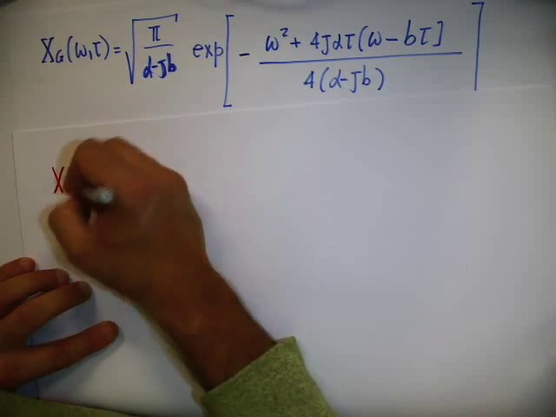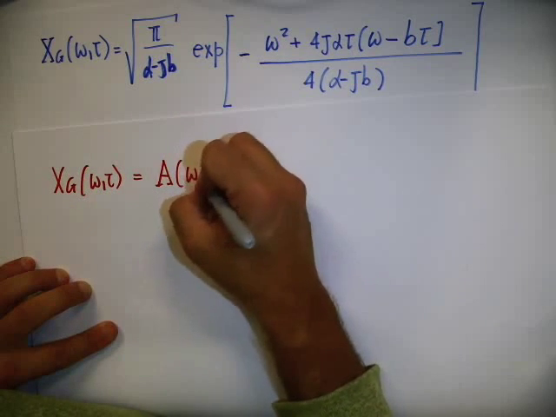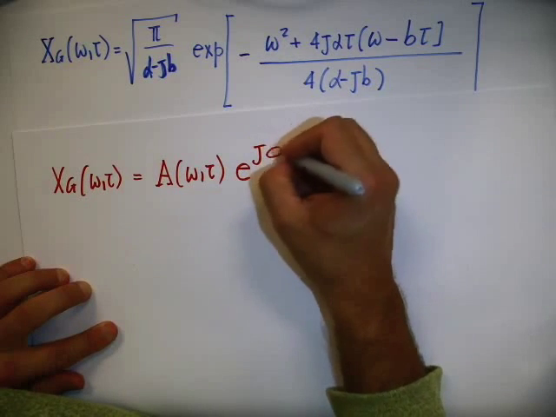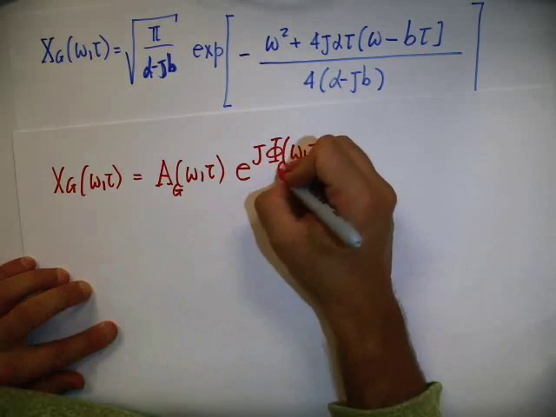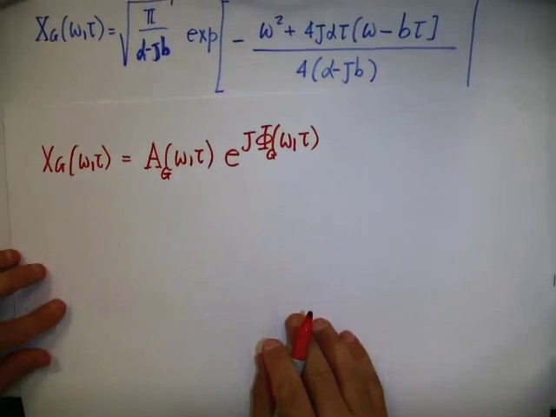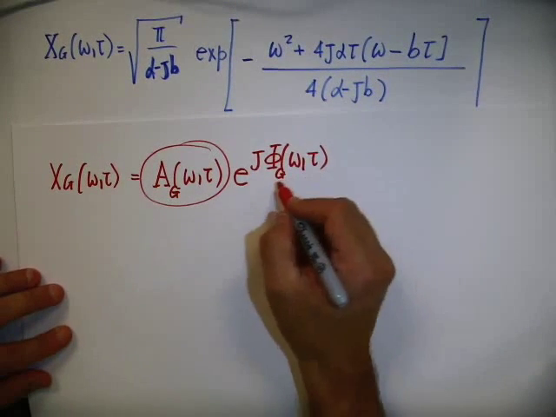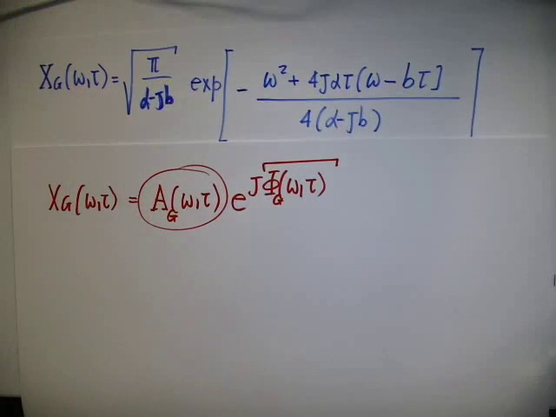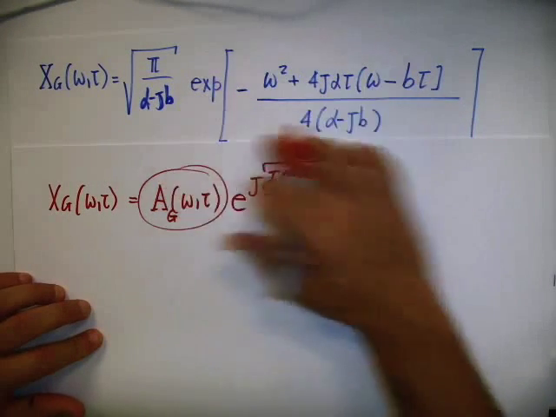I would like to extract X_g of omega, tau equals A of omega, tau times e to the j phi of omega, tau. Okay, this is the Gabor amplitude and the Gabor phase. We would like to derive this quantity. I don't care about this part for now. And at the end of the day, the important part is going to be this exponential.